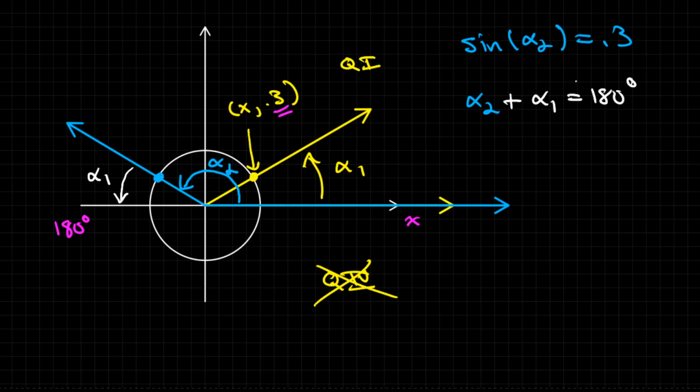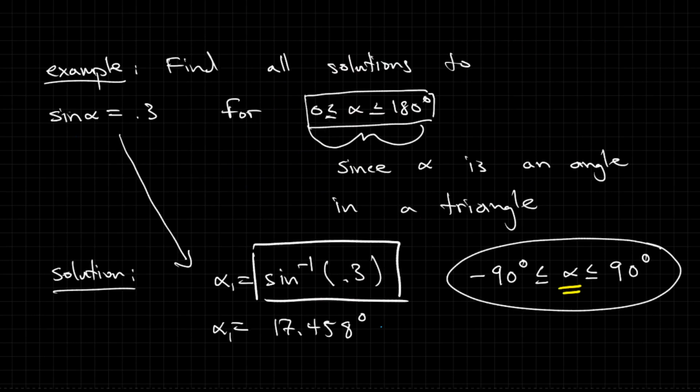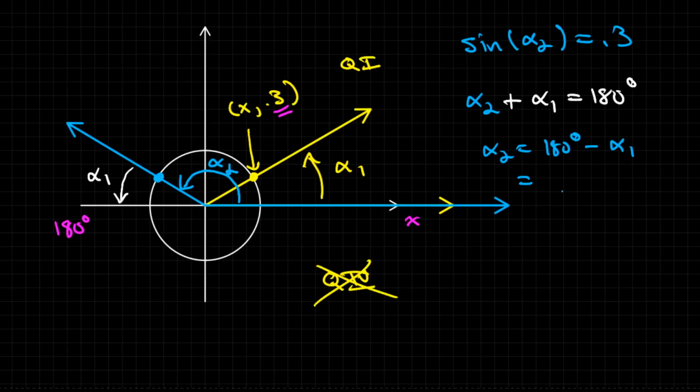And now you can use this equation to obtain what alpha 2 is. So alpha 2 is 180 degrees minus alpha 1, and alpha 1, that was 17.458. And so my second solution is 162.542, with the caveat again that this is an approximation because I'm rounding.